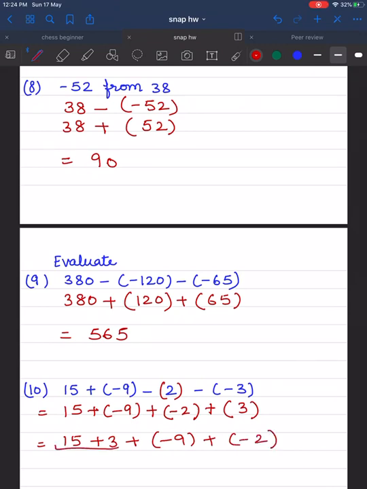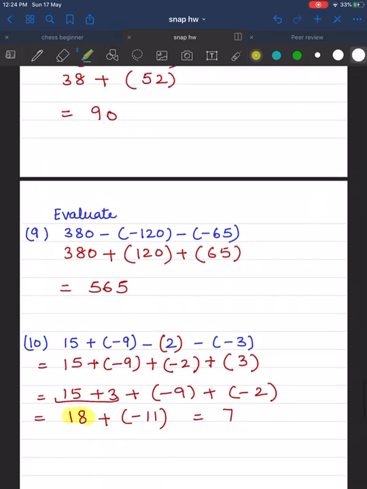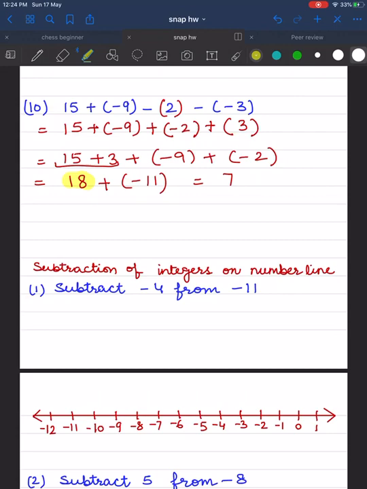Now I will write the positive integers together and the negative integers together. So I have 15 plus 3, then plus sign, and minus 9 plus minus 2. First I add the positive integers, so I get 18. Now I will add the two negative integers, so I will get minus 11. So here the two integers have opposite sign, so I find the difference of their absolute values. So 18 minus 11 is equal to 7, and the greater absolute value is positive here, so our answer is simply 7.